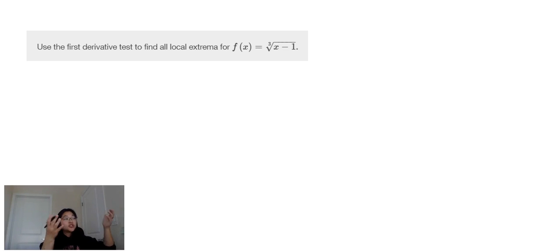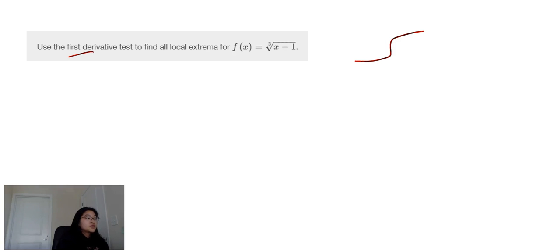So how can we use the first derivative test to find all of our local extrema for f of x equals the cube root of x minus 1? And just so that we're all remembering, this is what the cube root kind of looks like, and then it's transformed a little bit. So this might be a terrible question. So we have this function, it's continuous, because it's never undefined, and we don't have any jump discontinuities or anything like that, so we can use the first derivative test.